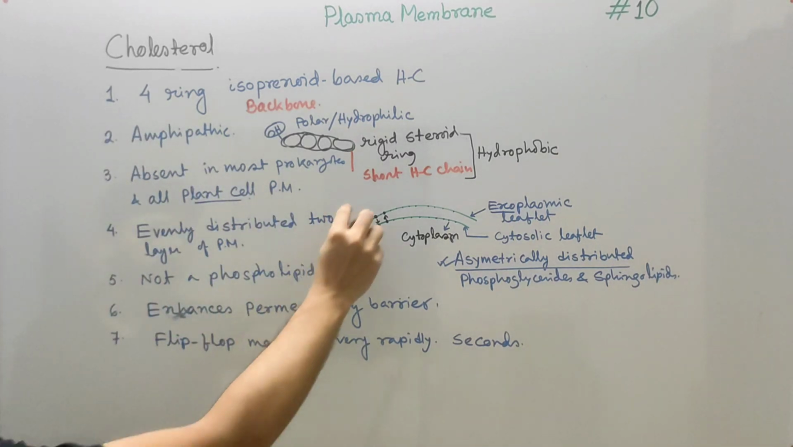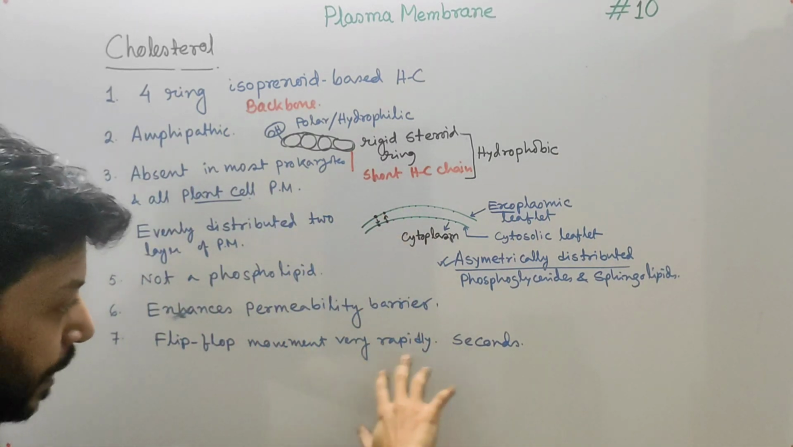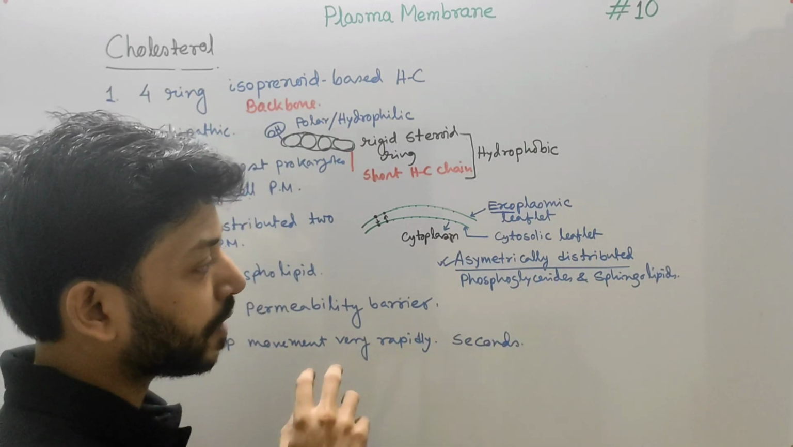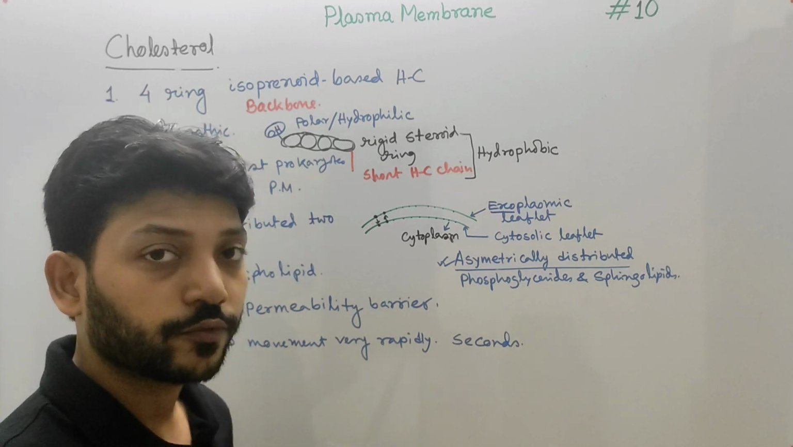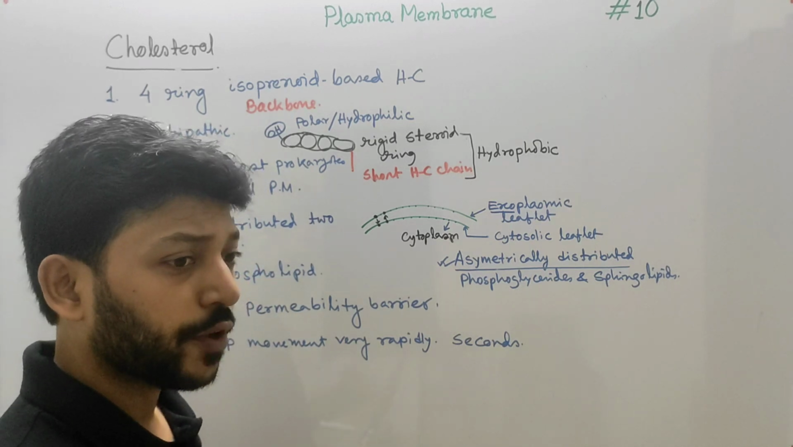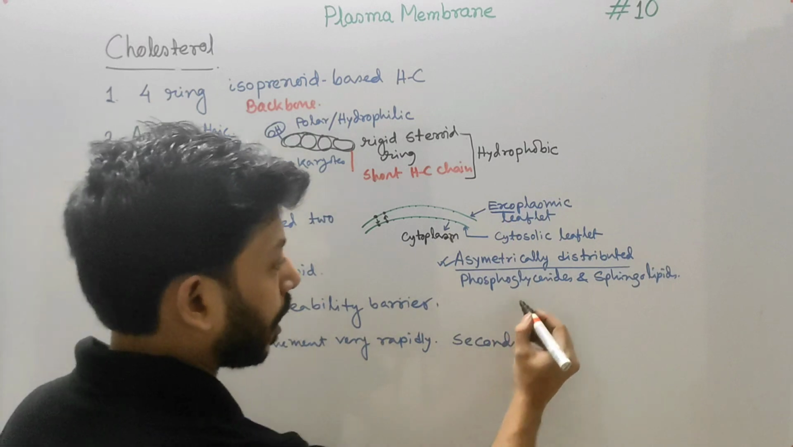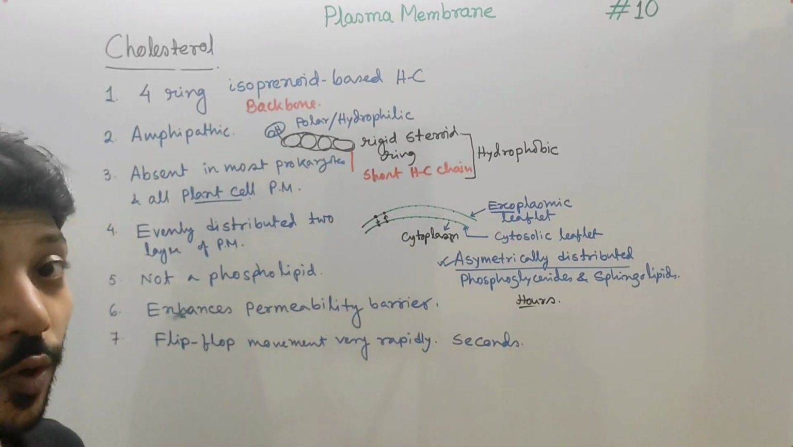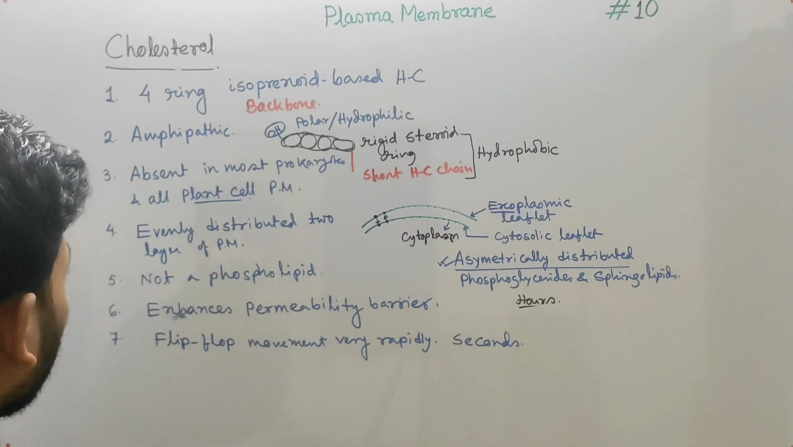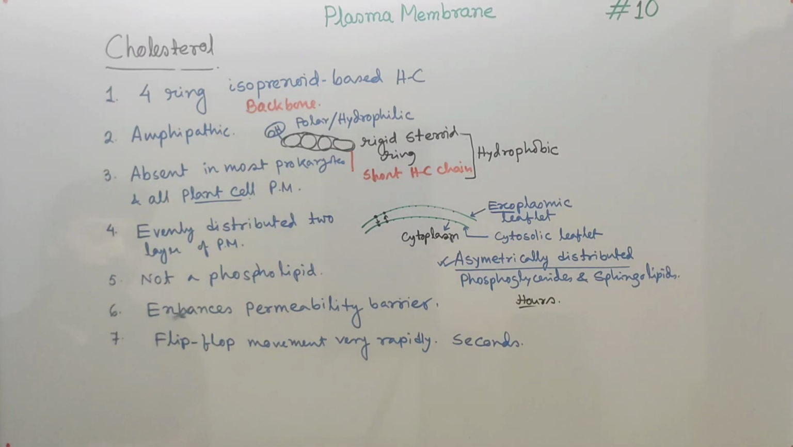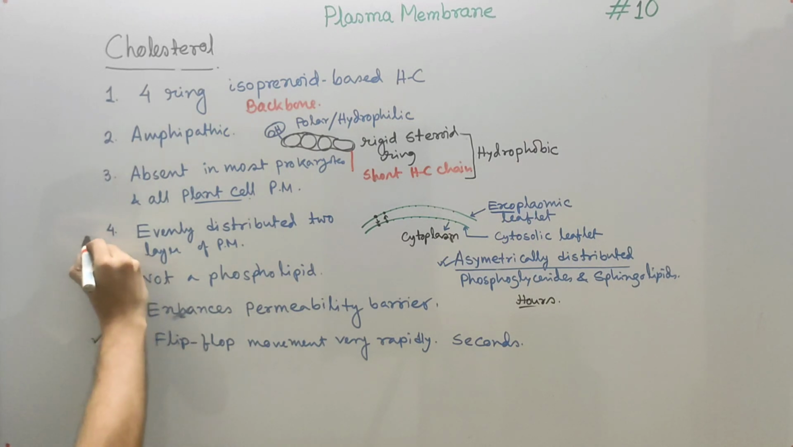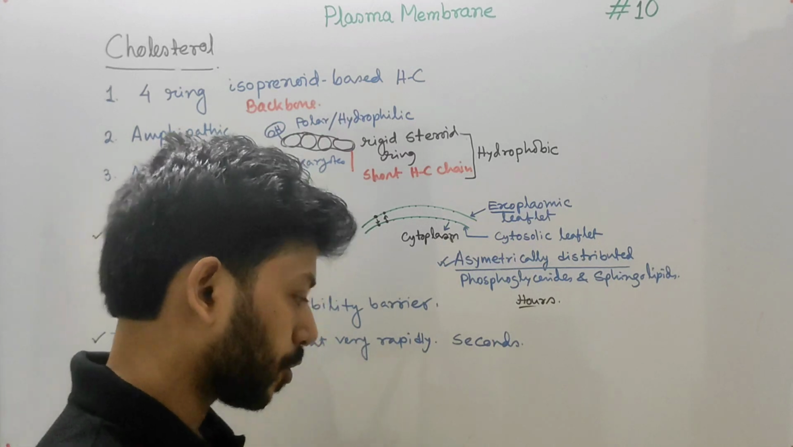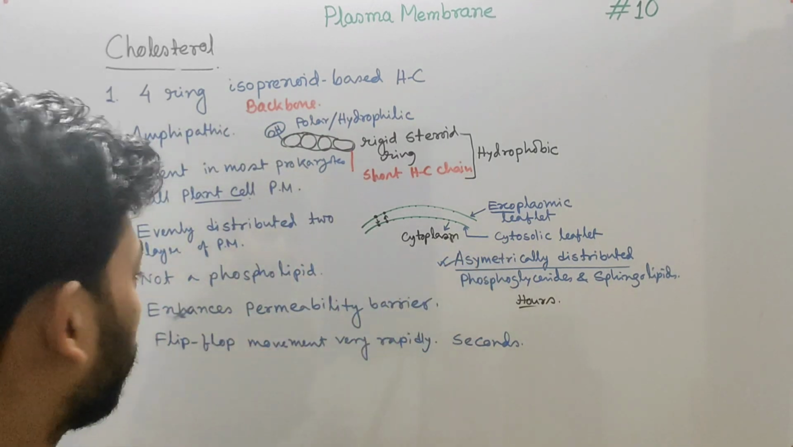Cholesterol can flip-flop from one leaflet to the other very rapidly, on a time scale of seconds. But phosphoglycerides and sphingolipids, here is a difference. They rarely perform flip-flop movement, but perform it over a very long period. It takes hours, basically 24 hours or more, to perform flip-flop. So here is another difference between the phosphoglycerides and the cholesterol. So it is not evenly distributed, it is asymmetrically distributed.